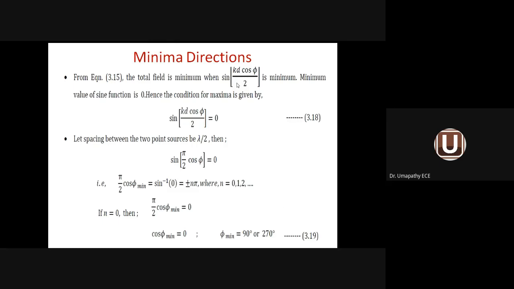Minima direction. You can see the minimum direction also here. Sine of angle kd cos phi by 2 is minimum. So when will it become minimum? When the sine value equals 0. So I'm equating to 0. Substitute k equal to 2 pi by lambda, d equal to lambda by 2, you will get sine of pi by 2 cos phi equal to 0. Then cos of phi minimum equal to 0. So phi minimum equal to cos inverse of 0. So that is phi minimum equal to 90 or 270 degree.